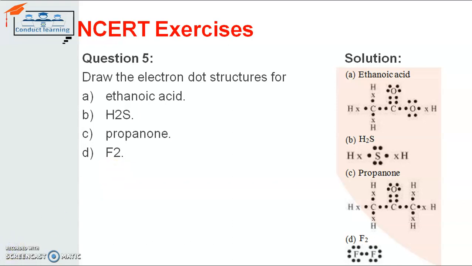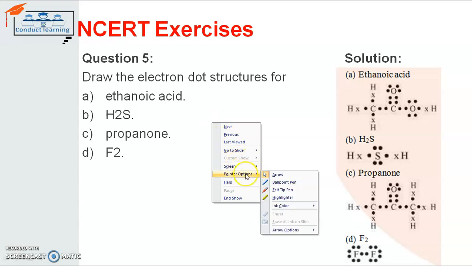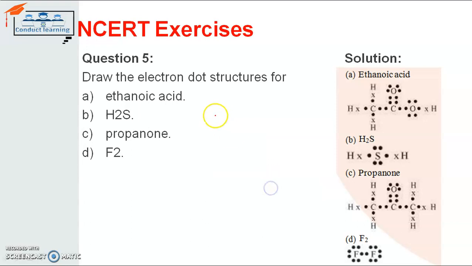Now the next question is to draw the electron dot structure for the following. The first one is ethanoic acid, that is acetic acid also. Before drawing its structure diagram, first of all we have to know the chemical formula for the same. So the chemical formula for it is CH3COOH.